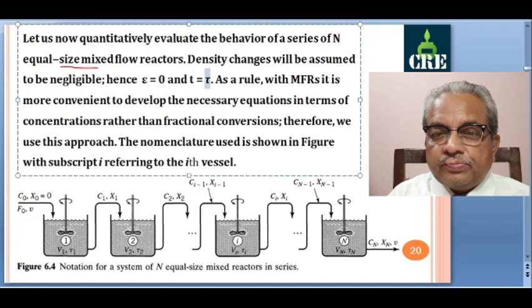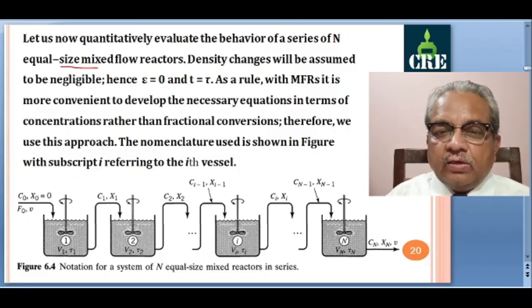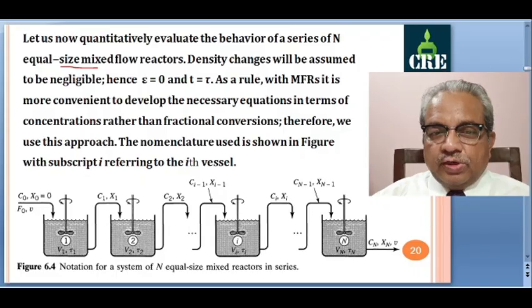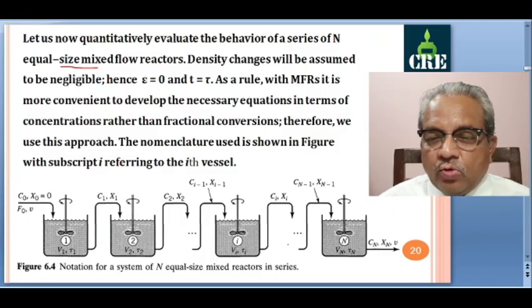As a rule, with mixed flow reactors, it is more convenient to develop the necessary equations in terms of concentrations rather than fractional conversion XA. So in terms of CA rather than XA. Therefore, we use this approach. The nomenclature used in the figure, which refers to the earlier plot which we have discussed: V1 tau 1, V2 tau 2, Vi tau i and Vn tau n is the last reactor.